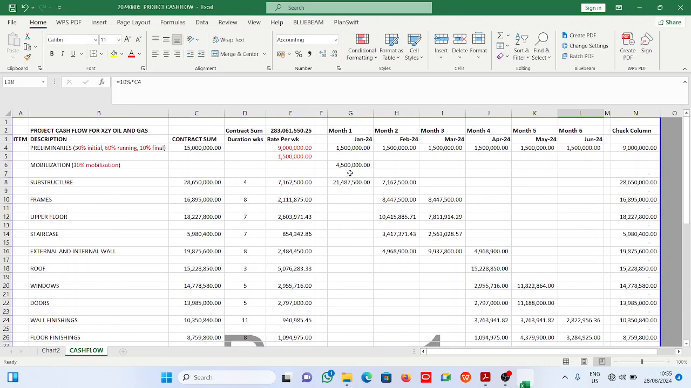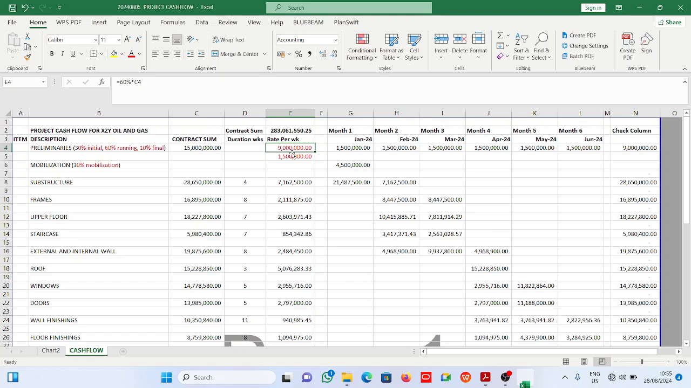Now basically that's what we have here. Mobilization at 30%, which is 4.5 million. The running cost that runs through the month is 60% of 15 million, which is 9 million. And now it doesn't end there, right? Now the running cost, as it sounds, runs through the project.